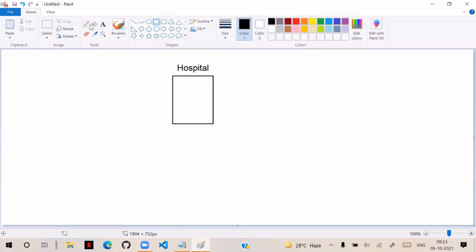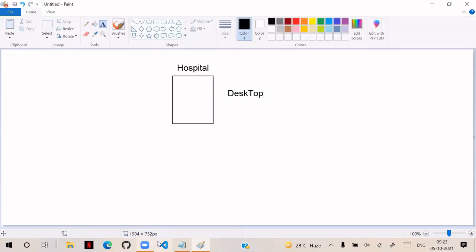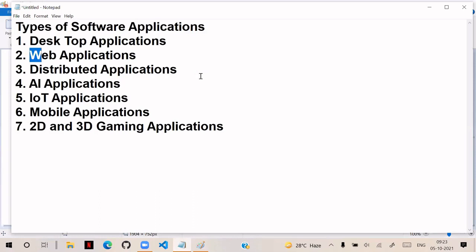Then for such a type of business, which type of application is suitable? We call them what? Desktop. Desktop application means we build an application and give it to them. They will install that application on their machine and they can start using it from that machine. These are desktop applications. Web application means, the detailed architecture you will learn later. First, I will give you an introduction about them, then we can go into detailed architecture.